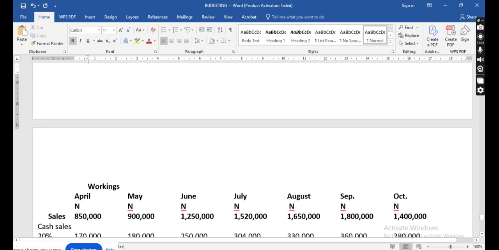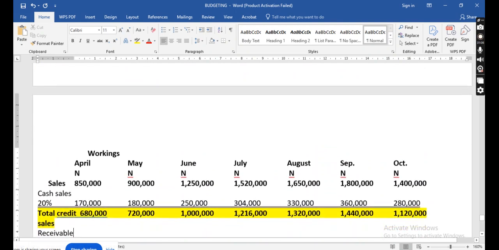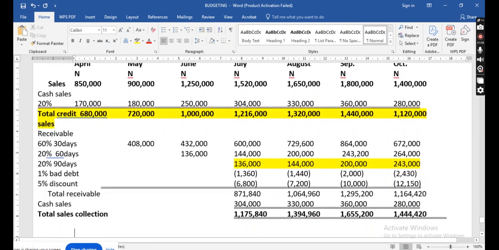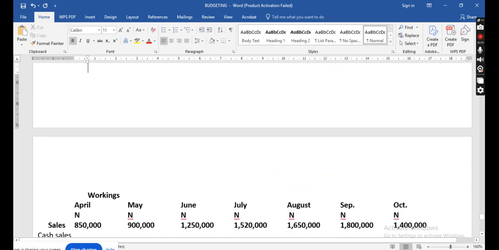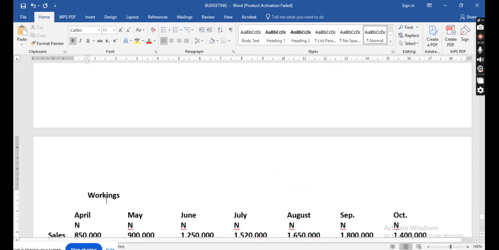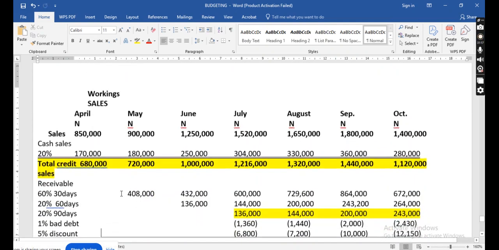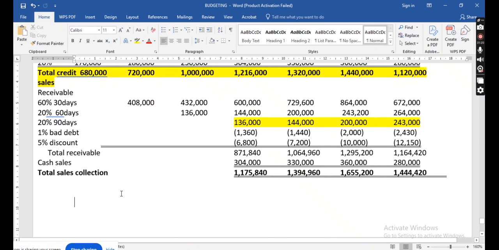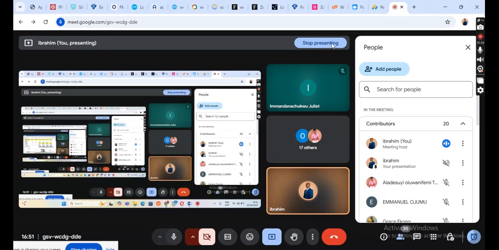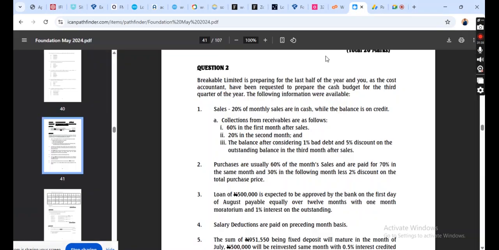Okay, this is just our work one, right? This is on sales. You can put it here, this is for sales. Now, what is the next note? The next note is on purchase. Now, what is the purchase part of it?